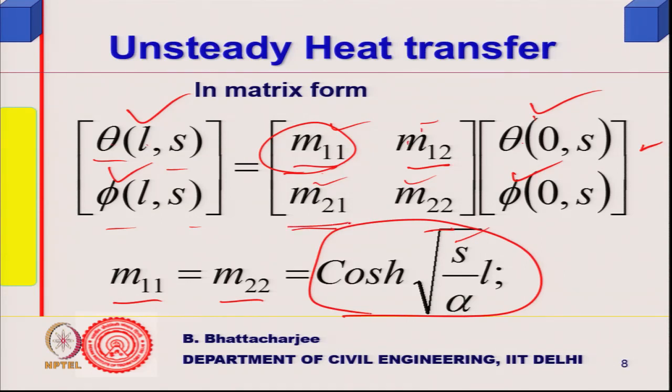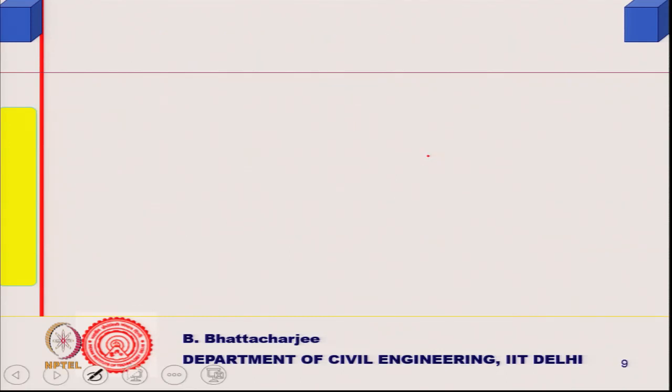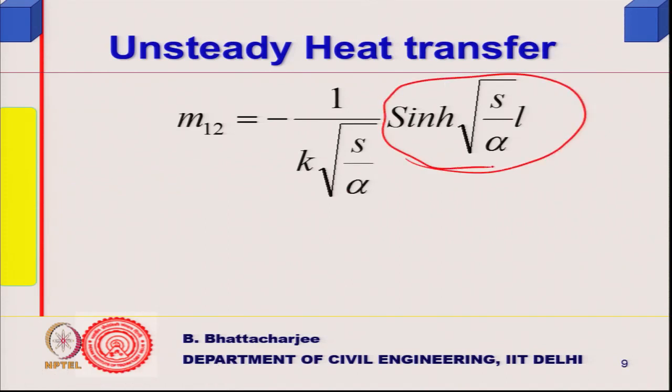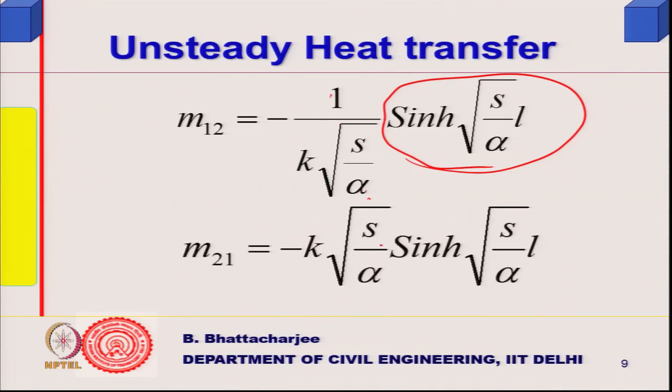M21 is this, there is a relationship between M12 and M21, but let me write this full thing. M12 is sine hyperbolic this, 1 by Kp, minus 1 by Kp. M21 is minus Kp. So, P is this, so sine hyperbolic this, right.